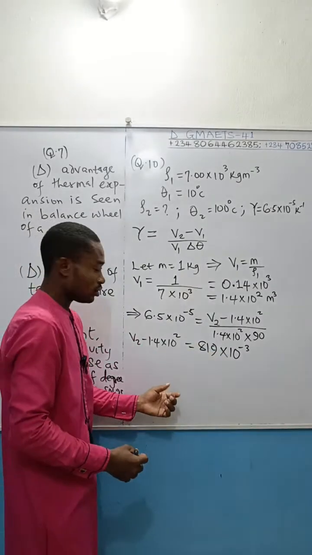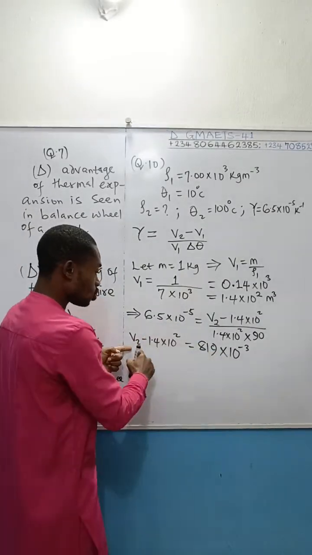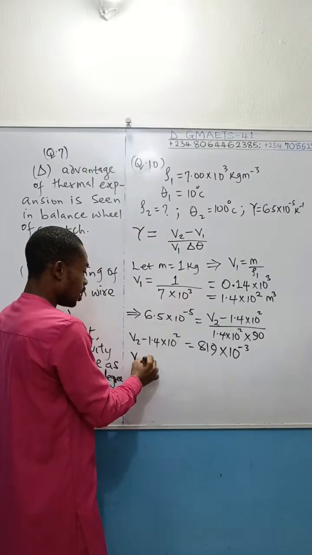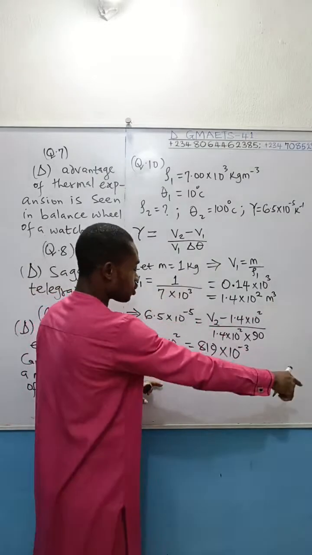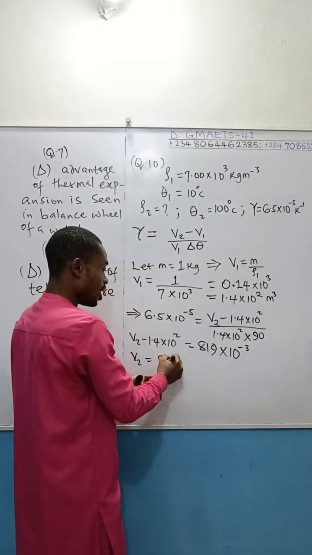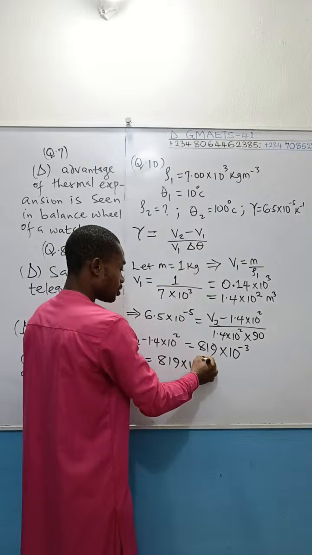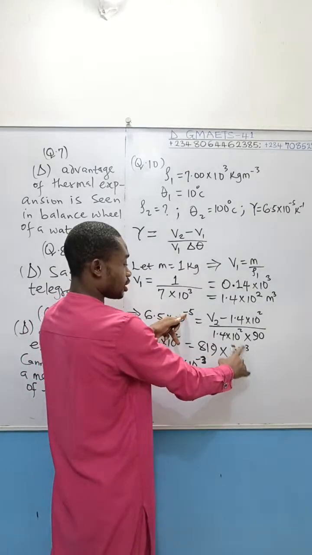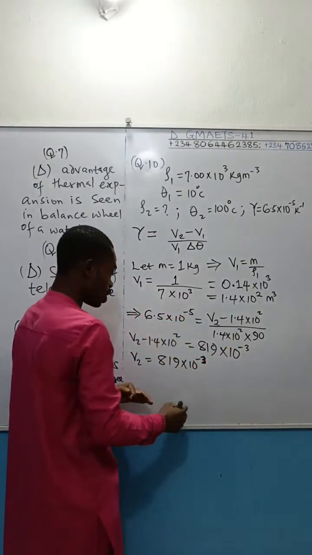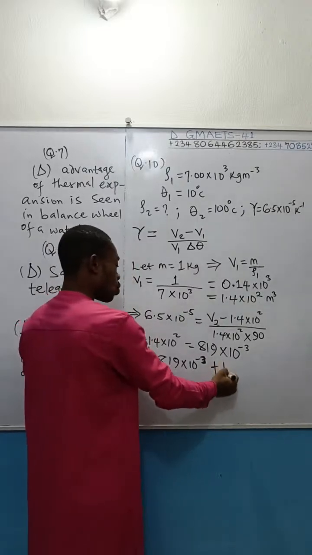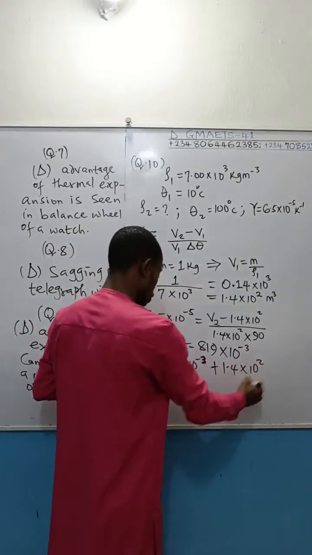We are moving on. Make V2 the subject of the formula, and then you are moving 1.4 times 10 to the power of 2 to the right. So it's going to be 819 times 10 to the power of minus 3. All right. You know I got the minus 3, minus 5 plus 2, using the multiplication law of indices. Then plus 1.4 times 10 to the power of 2.